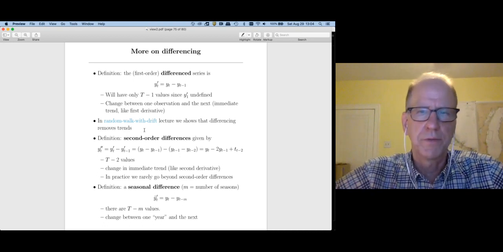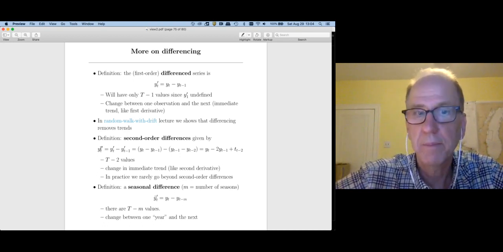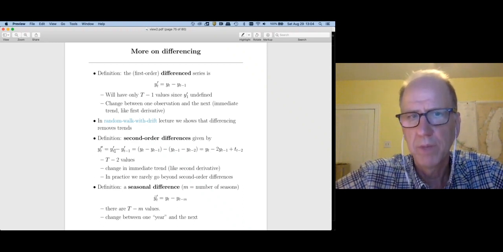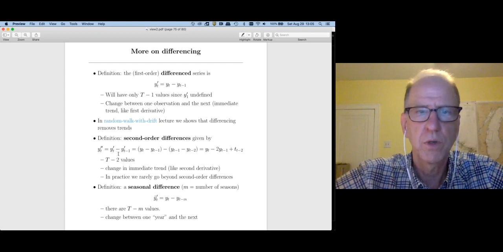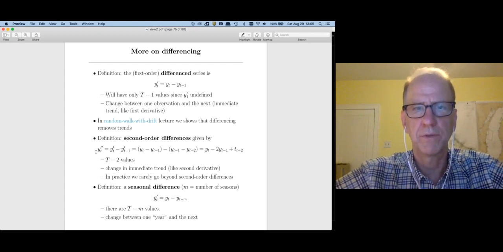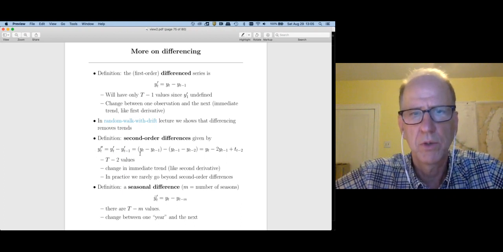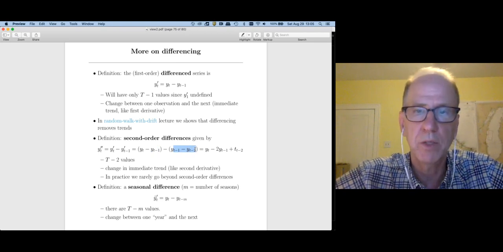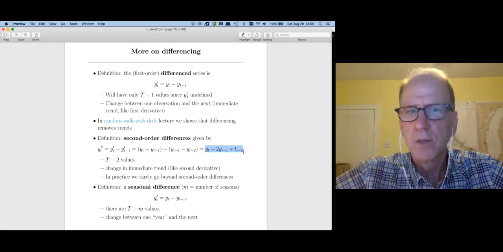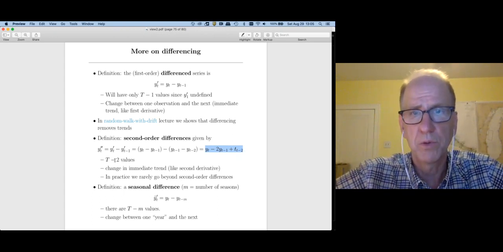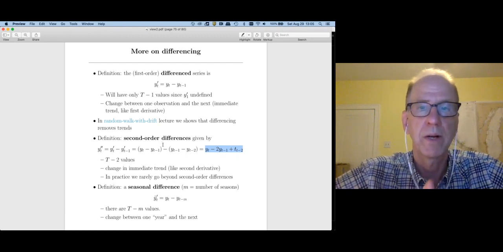We also talked about second order differences. The second order difference we're going to indicate by the double prime. It's simply the difference between the differences. We take the difference between the first order differences, and that gives us the second order difference. We can do a little bit of algebra: plug in what y prime t is, plug in what y prime t minus 1 is, and this gives us an expression for that second order difference. In this case, there are only going to be t minus 2 values, since both y double prime 1 and y double prime 2 are not defined.